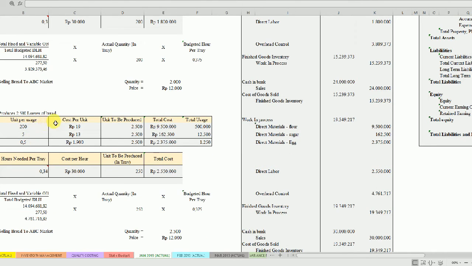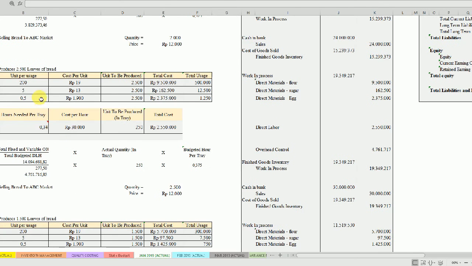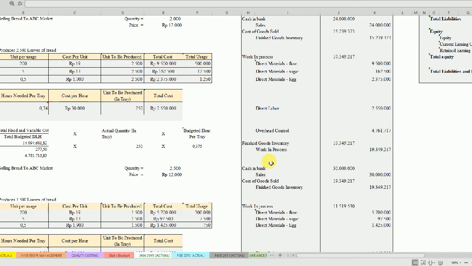On 15th January of 2019, produced 2,500 loaves of bread. Still the same as before, unit per usage times cost per unit times units to be produced, and we will get the total cost of direct materials, and also the total cost of direct labor and the applied overhead. The journal will be work in process to direct materials of flour, sugar, egg, direct labor, and overhead control. And we also journal finished goods inventory to work in process.